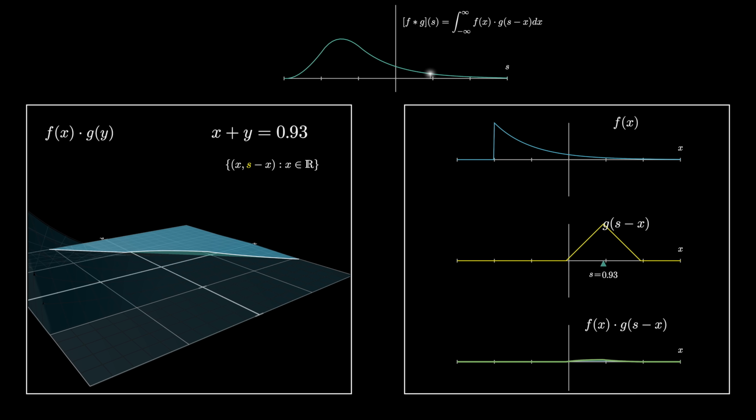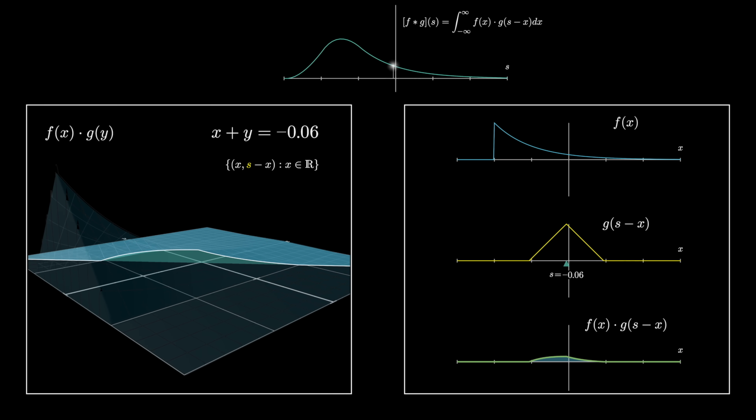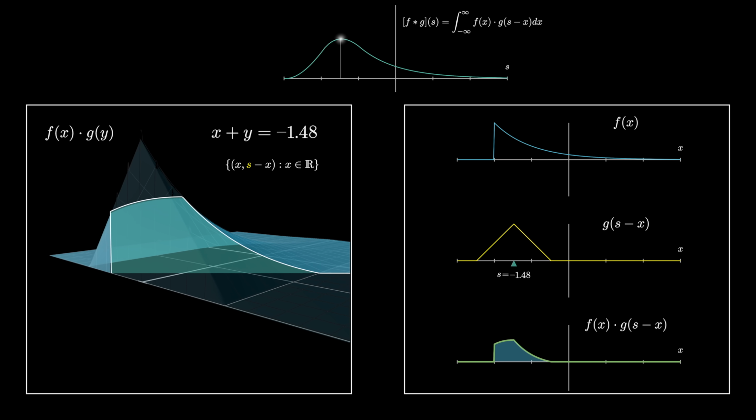The nice thing about the diagonal slice visualization is that it makes it much more clear that it's a symmetric operation. It's much more obvious that f convolved with g is the same thing as g convolved with f.